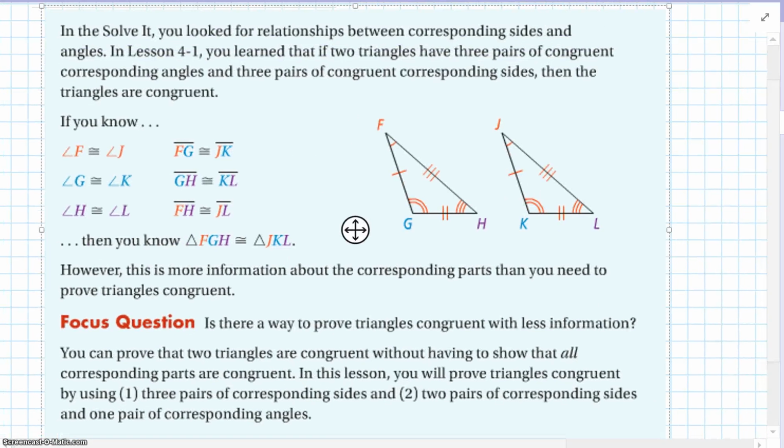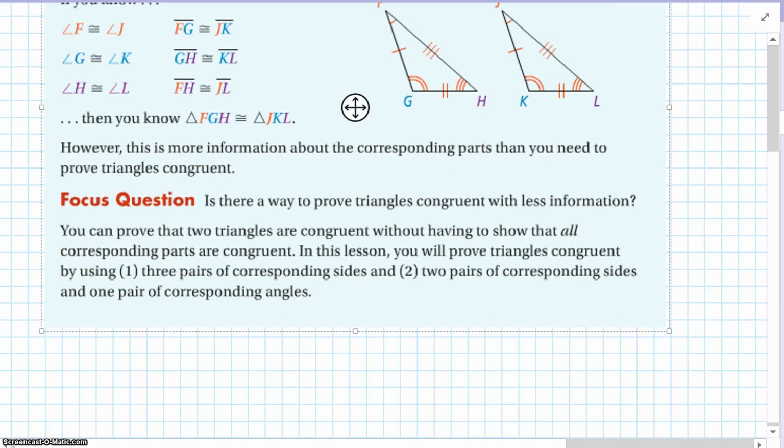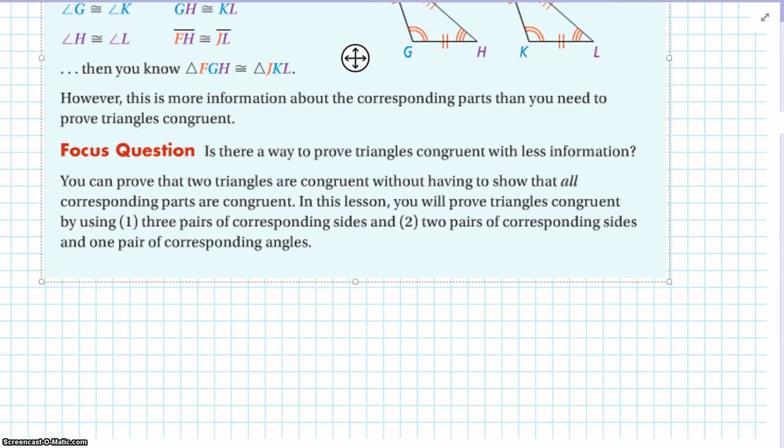We looked at the relationships between corresponding sides and angles. In lesson 4.1, we learned that if two triangles have three pairs of congruent corresponding angles and three pairs of congruent corresponding sides, then they are congruent. All right? Here's the question. Is there a way to prove triangle congruency with less information?